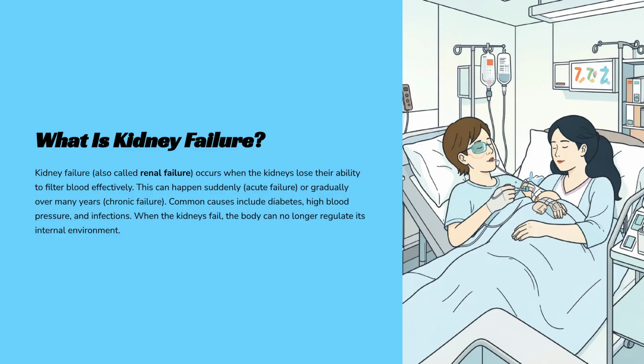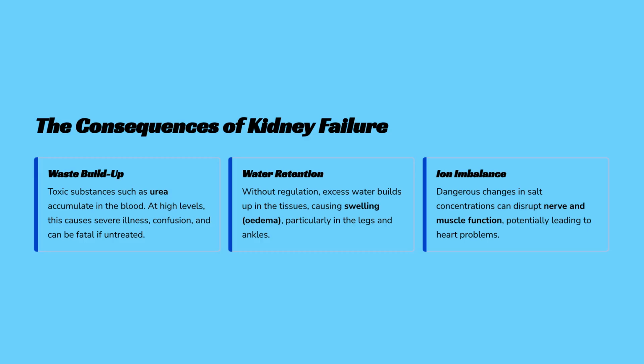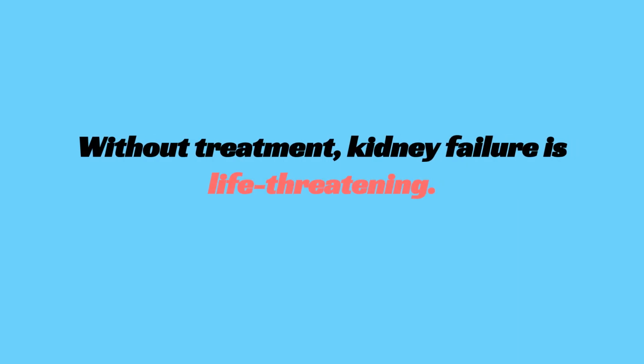Kidney failure, or renal failure, occurs when kidneys lose their filtering ability, which can be acute or chronic. Common causes include diabetes, high blood pressure, and infections, leading to the body's inability to regulate its internal environment. Consequences of kidney failure include waste buildup, with toxic urea accumulating in the blood. Water retention causes swelling, and ion imbalance can disrupt nerve and muscle function, potentially leading to heart problems. Without treatment, kidney failure is life-threatening.